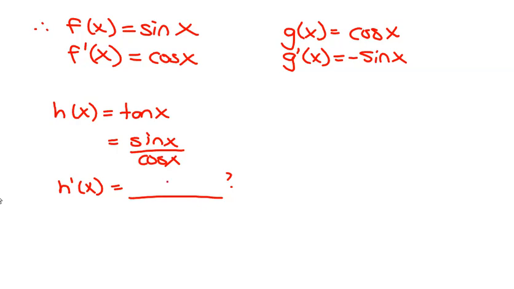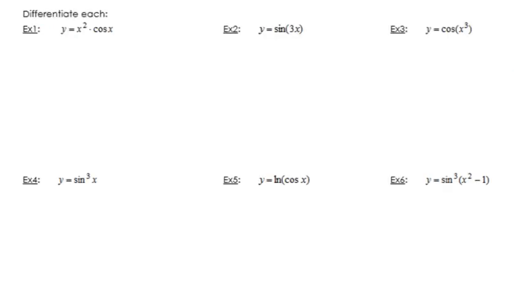All right, I'll just tell you. It's 1 over cos squared x, or in other words, secant squared x. But why don't you guys try it out, see if you get the same thing. Okay, so let's start doing some examples.